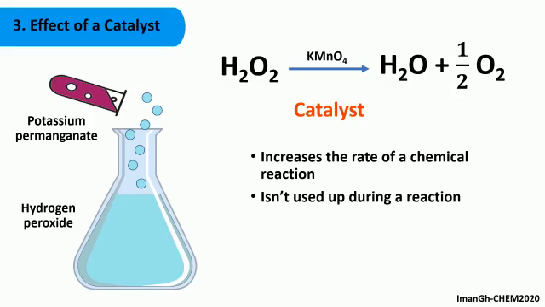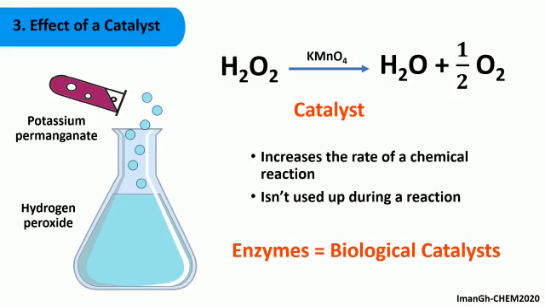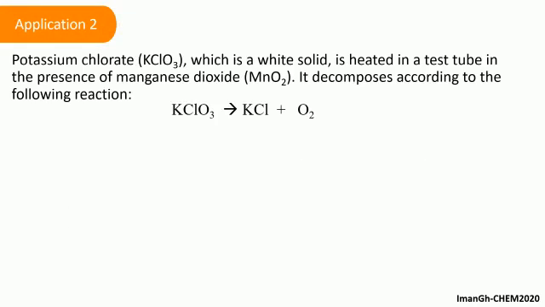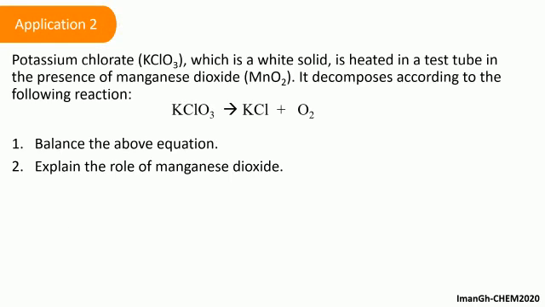In our body, we have biological catalysts that are called enzymes. As you know, enzymes are proteins that speed up digestion. Now solve application 2, where you will explore the role of a substance called manganese dioxide.